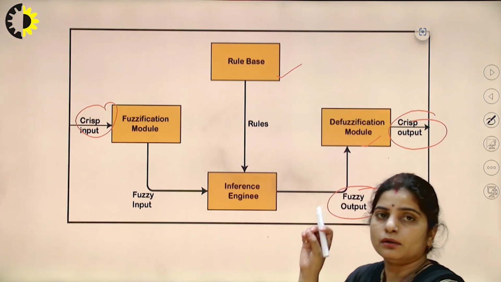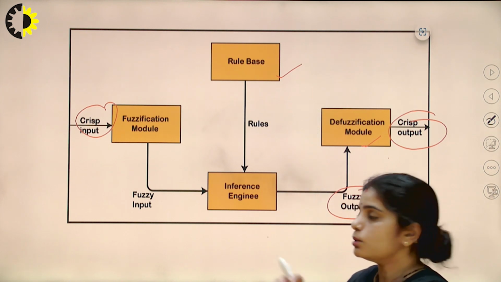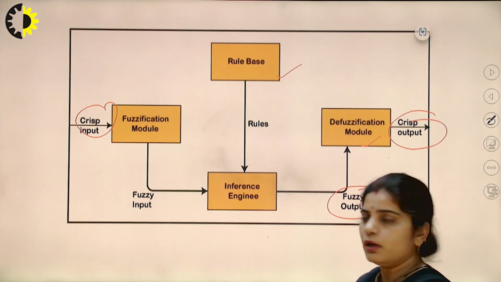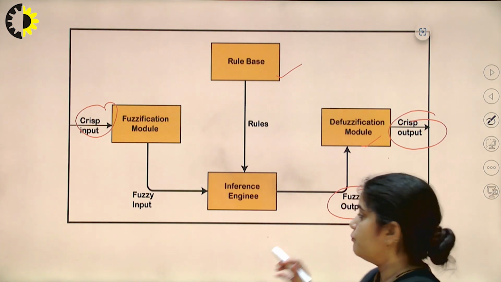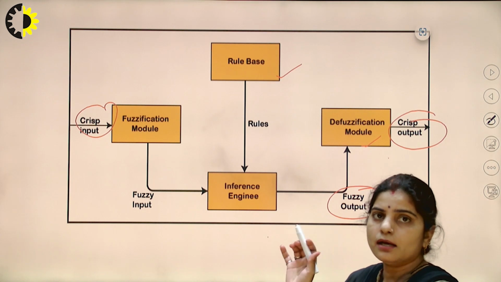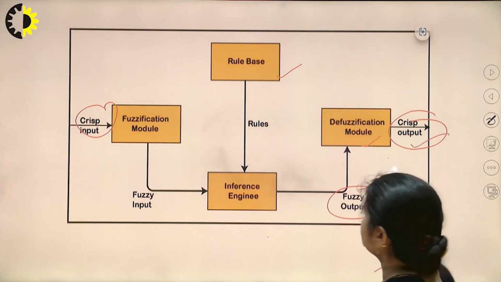which, or into which, the specified rules are also inserted to that particular module. From that inference engine, from the fuzzy input and on the basis of the rules, we get the fuzzy output, which is again sent to the defuzzification module, and we get the desired output here.